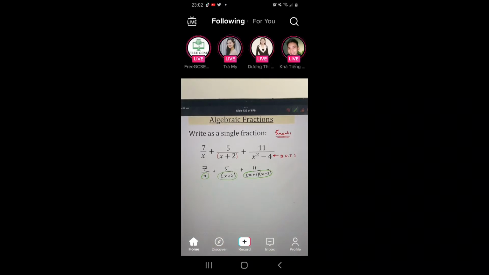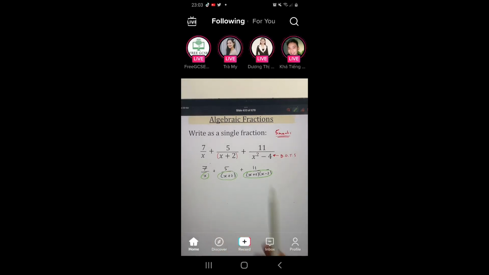So here I have x, in brackets x plus 2, and in brackets x plus 2 times x minus 2. As I've got a single x on the outside, each fraction must have a single x outside. As this fraction has x plus 2 in brackets, each fraction denominator must have x plus 2 in single brackets. The third fraction already has x plus 2, that's fine. It's also got x minus 2, so each fraction must have x minus 2. This is our lowest common denominator.